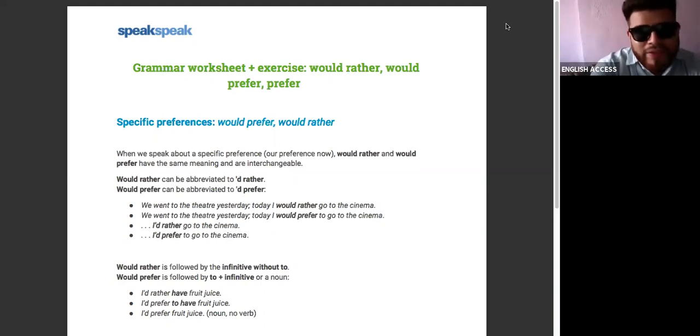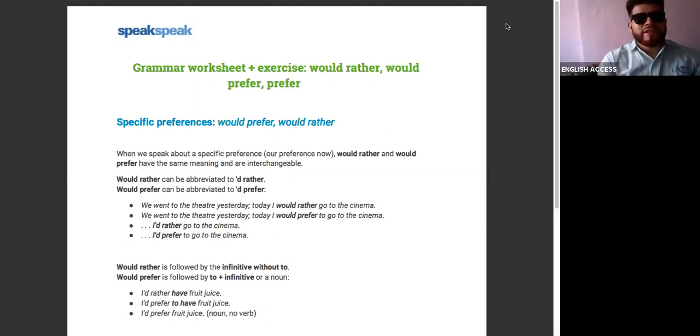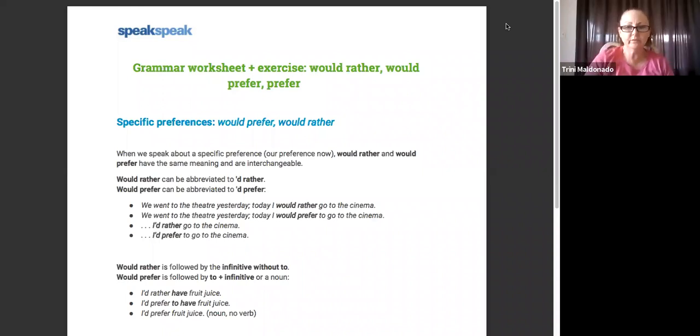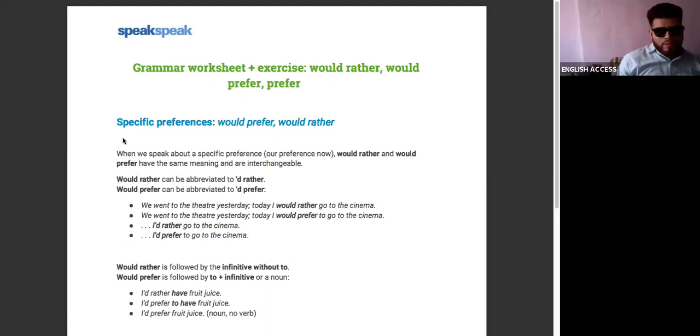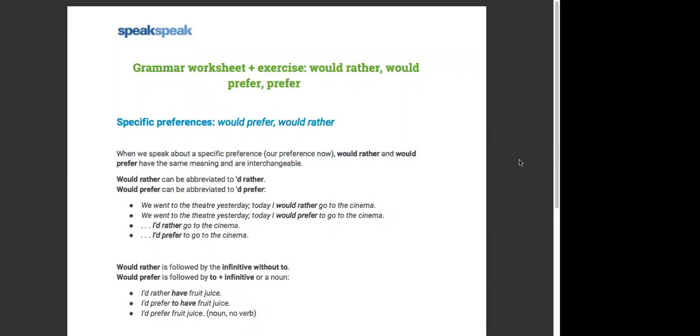Specific preferences: would rather, would prefer. Those are for specific. Trinidad, can you read the first sentence, please? No, the paragraph right here. I'm really sorry. Oh, the paragraph up there, right? Yeah. The paragraph.